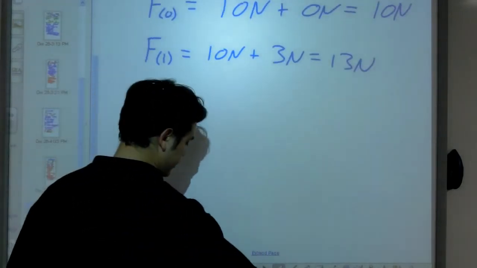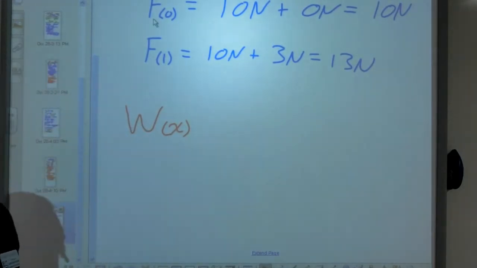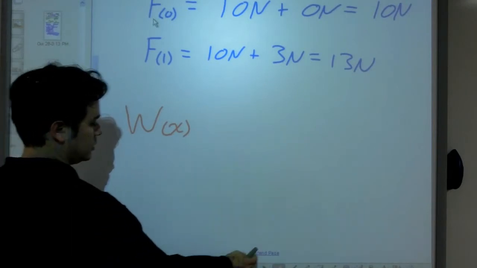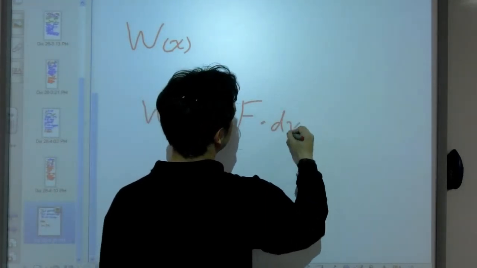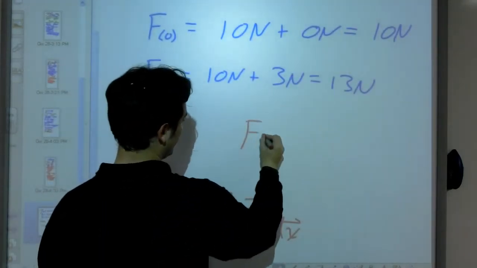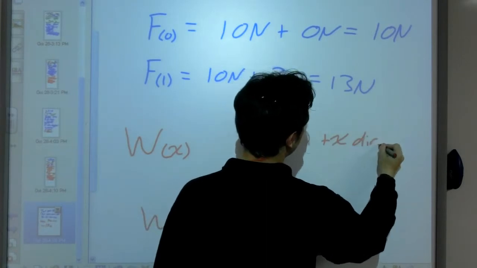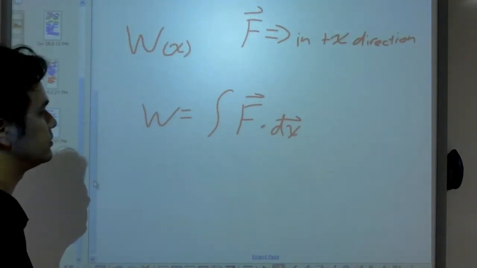What I want is to find work as a function of position. So I'm going to find work as a function of x. We know that work in general is the integral of F dot dx. I will also tell you that in this case, our force is in the positive x direction, so it's going the same way as a given displacement.